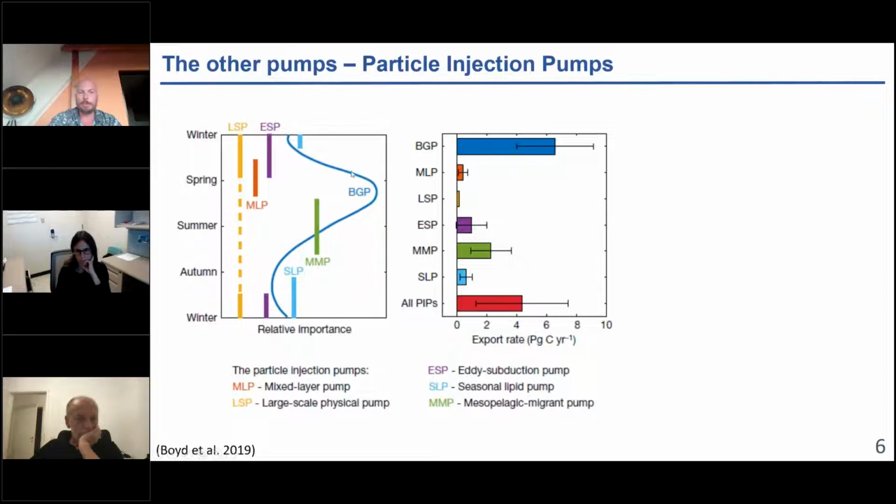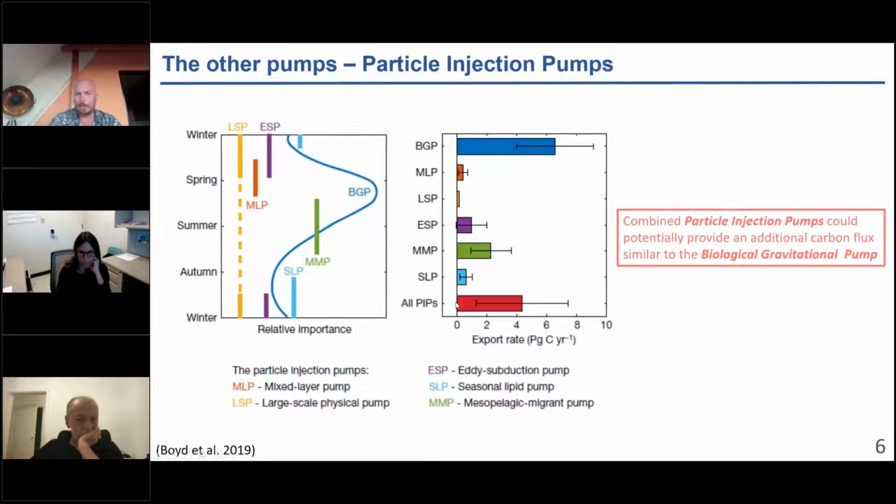This of course happens to a large extent right before zooplankton kicks in spring, in temperate regions, and then it becomes less important during winter. If you're actually comparing them, they were doing a modeling study in Boyd et al. 2019, and they find that if you combine all the particle injection pumps, then potentially you can provide an additional carbon flux, which is similar to what we have measured from thorium or sediment traps with the biological gravitational pump.